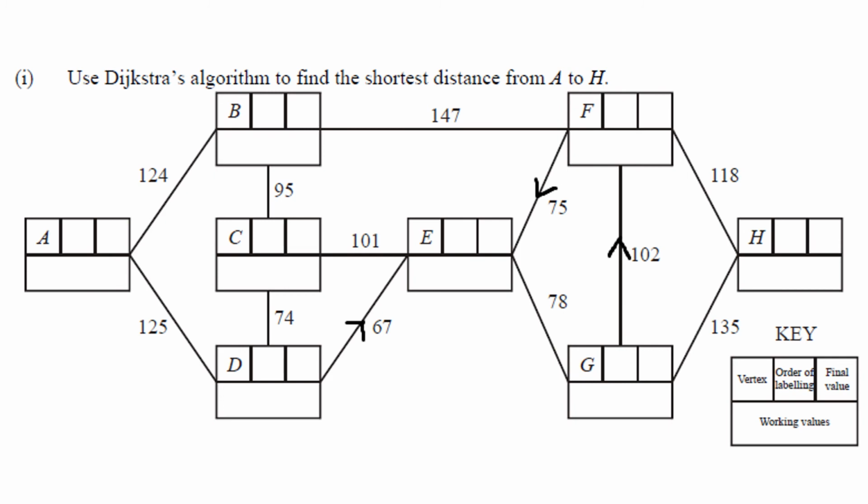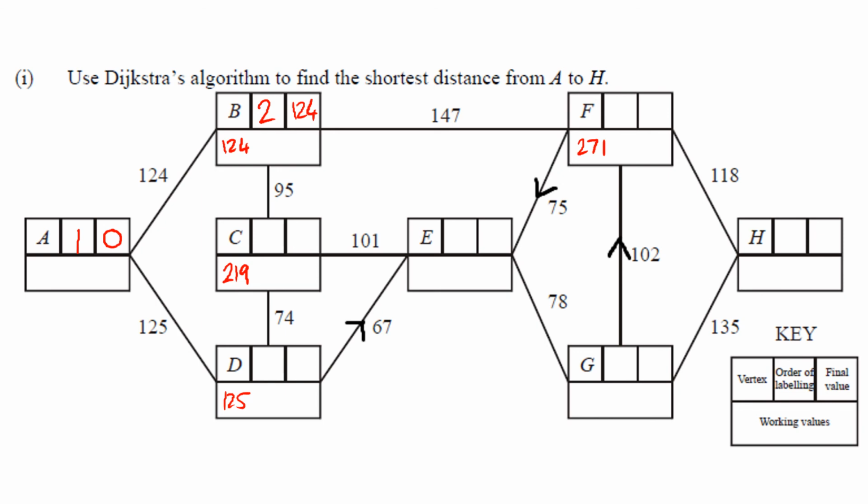We want to find the shortest distance from A to H. Most of this is going to be exactly the same. We're going to box off A. We're going to update our temporary labels. We're going to box off B. We're going to update our temporary labels, so 219 there and 271 there.